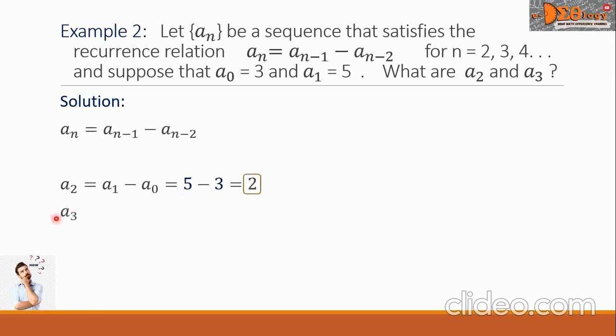Then we go to a sub 3. The n value is 3. So the formula becomes a sub 2 minus a sub 1. We have the value of a sub 2 in here, and the a sub 1 is given as 5. We substitute the corresponding values as 2 minus 5, and the difference is negative 3. This is the value of a sub 3.